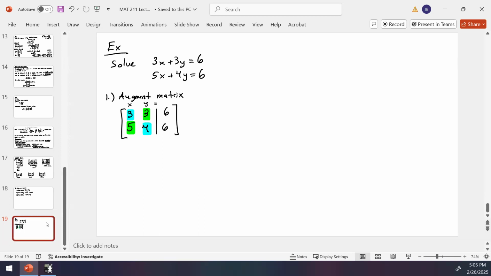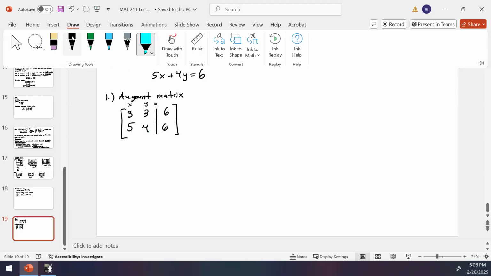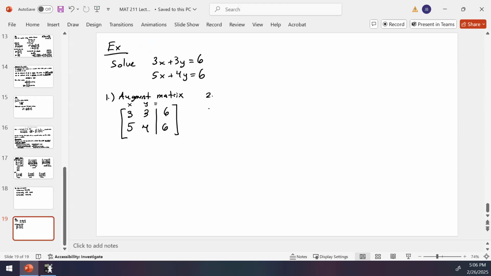Now, you will run into a problem where that's not possible. But whenever you enter a problem, that's where you start. You want to make it look like 1, 0, 0, 1. So that's going to be our frame of reference. So step 2, we're going to do row reduction.